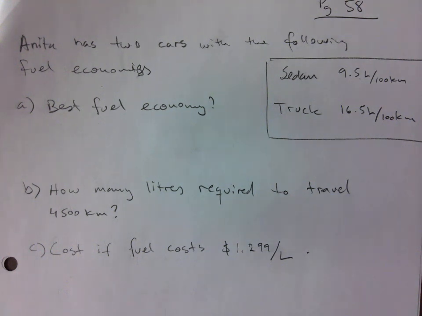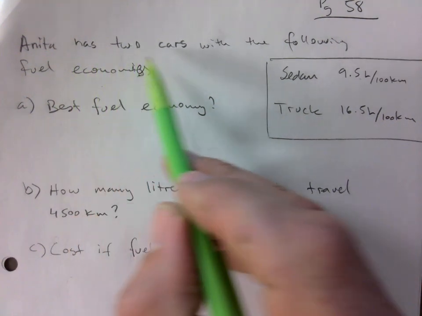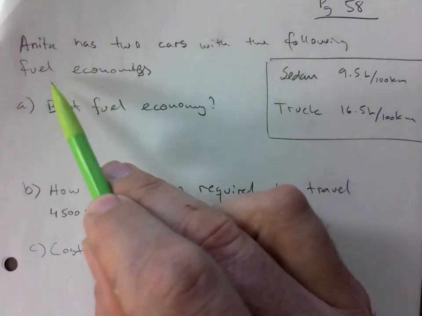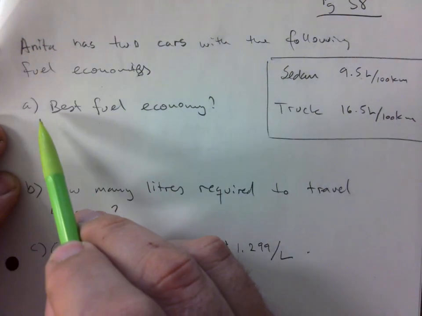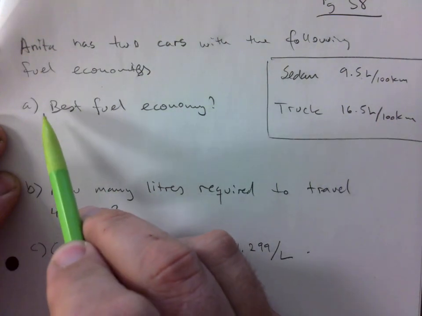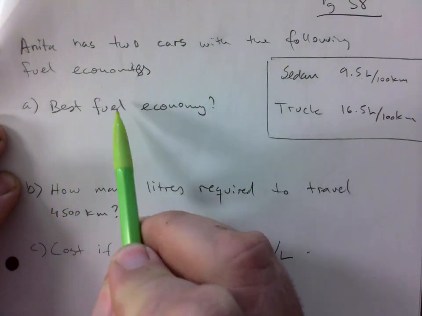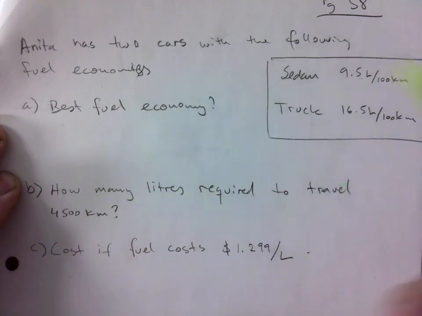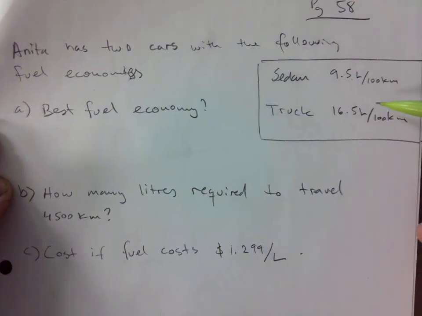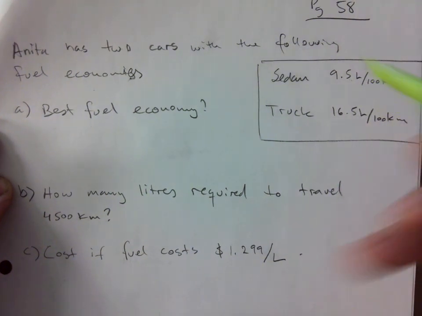That relates to fuel economy on the test. That's why I figured let's spend a few minutes on it, okay? So Anita has 2 cars with the following fuel economies. I shortened this, but it's supposed to say which car would have the better fuel economy between the two. And your answer should be the sedan, right?